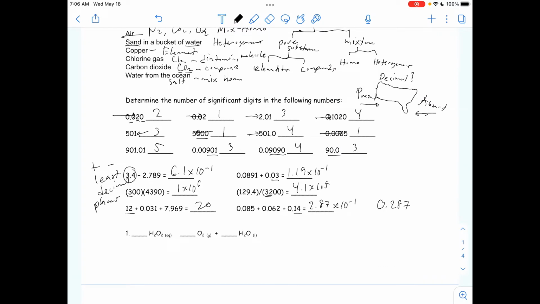Okay, if you had 0.287 and you didn't use scientific notation, it should be 0.29.